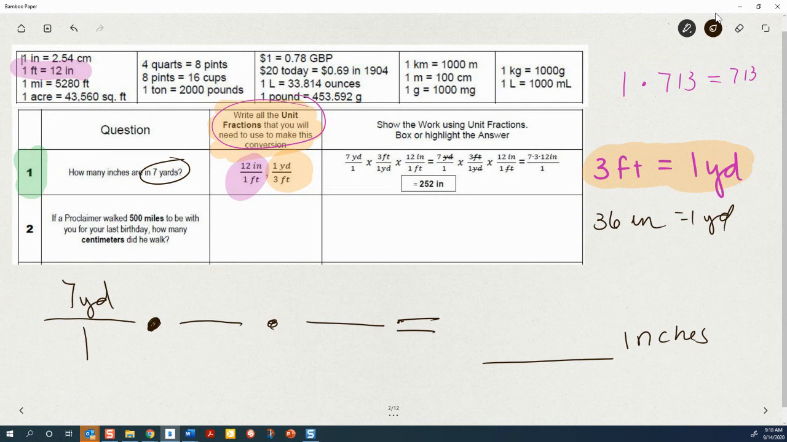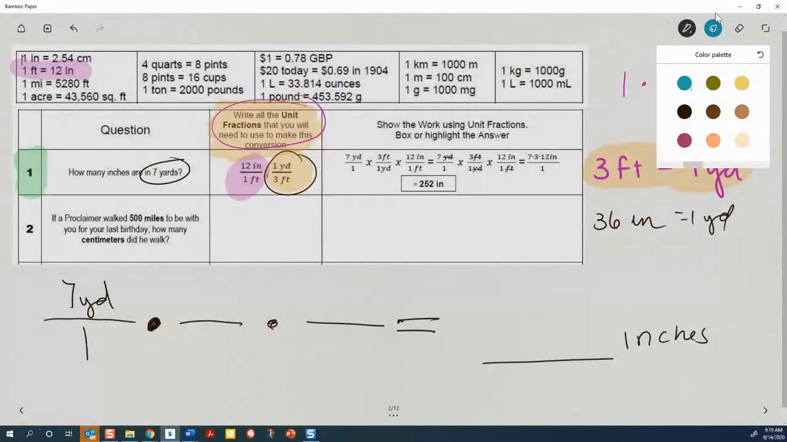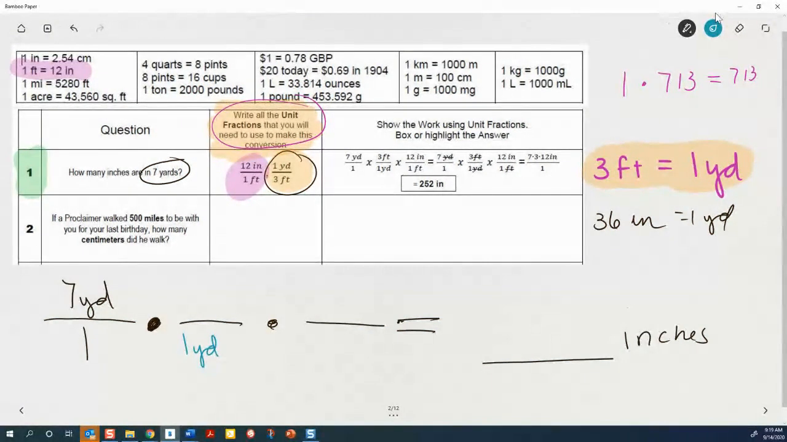What we'll do next is convert the yards to feet. And to do that, I'm going to put the yards in the bottom and the feet in the top. The yards go in the denominator and the feet go in the numerator.